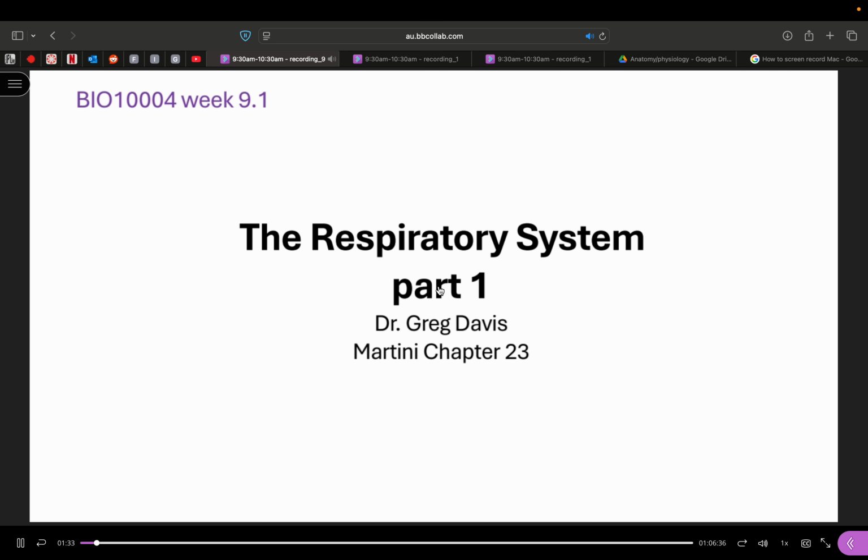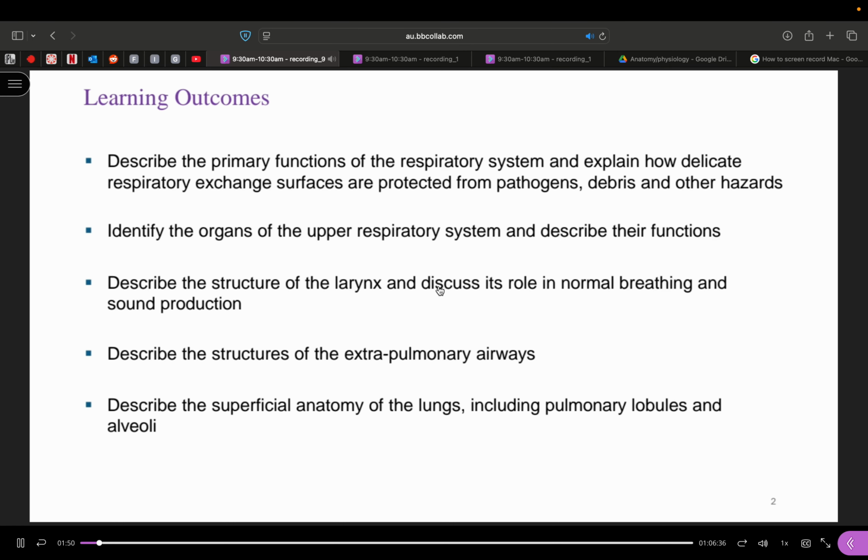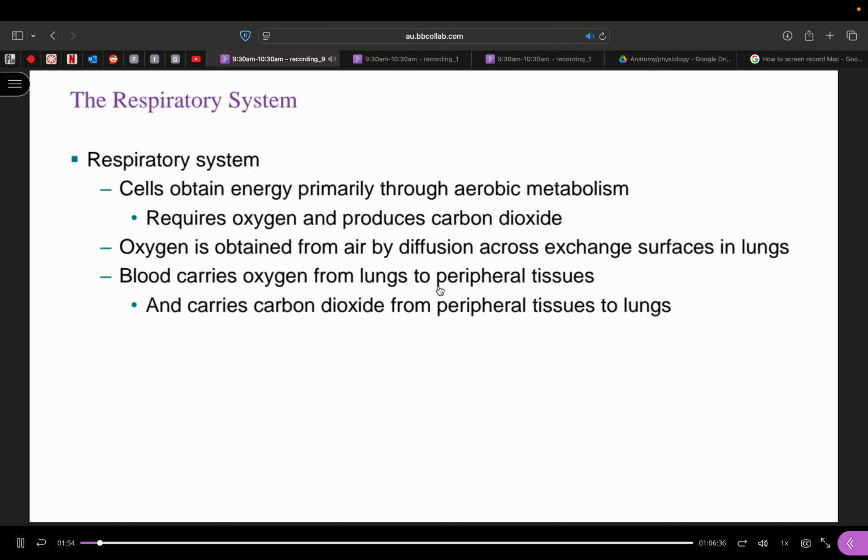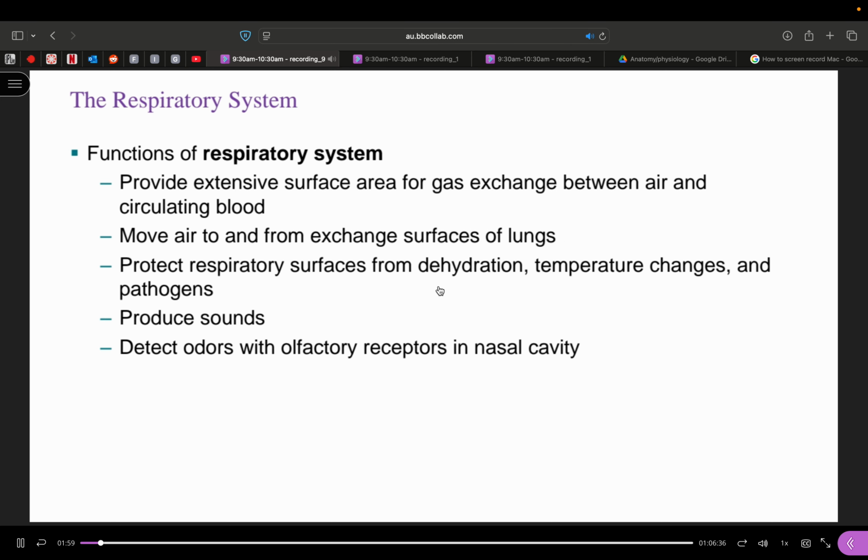Okay, so this is it, the respiratory system, right? So we're going through this in two parts. Now, as always, I'm going to skip through a lot of the stuff that I think you probably already know. At any point, just stop me and let me know. Remember, always go via the learning outcomes. Okay, just a couple of things here we want to focus on.